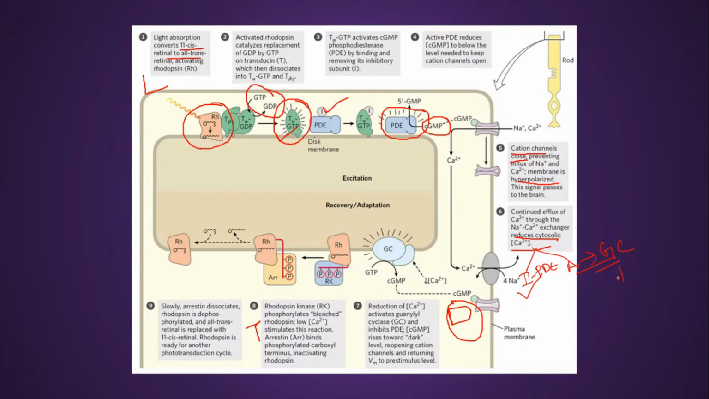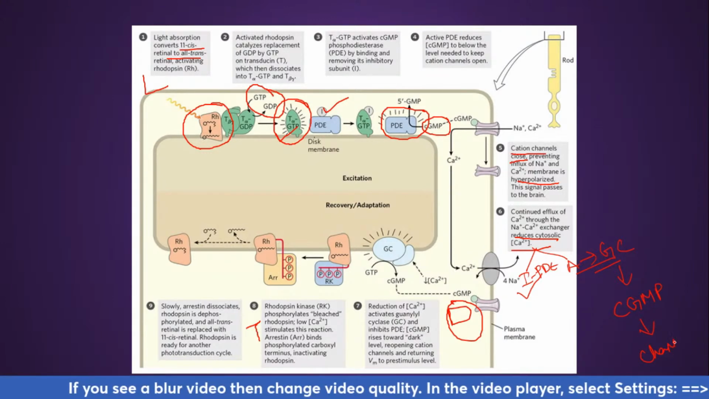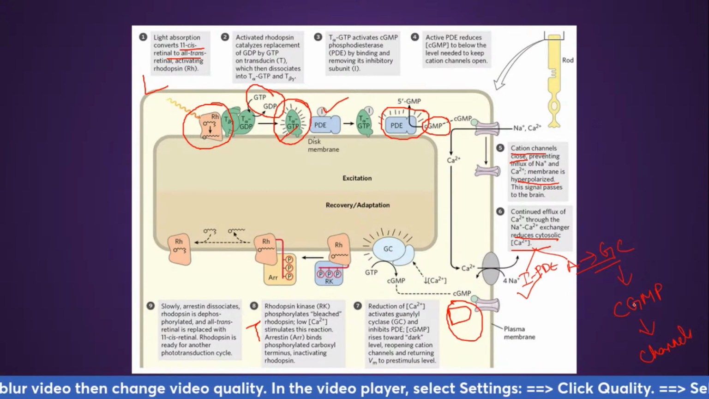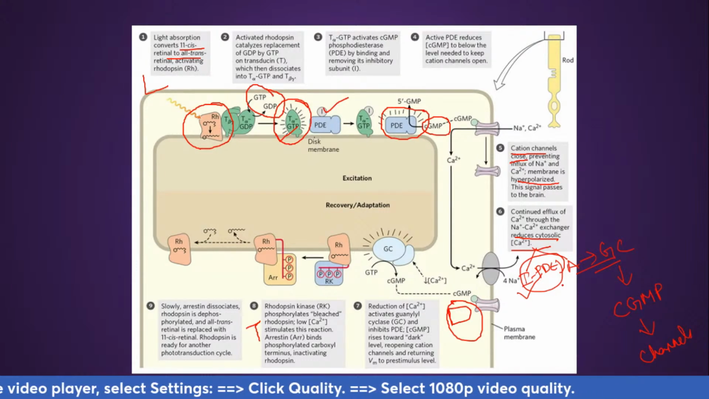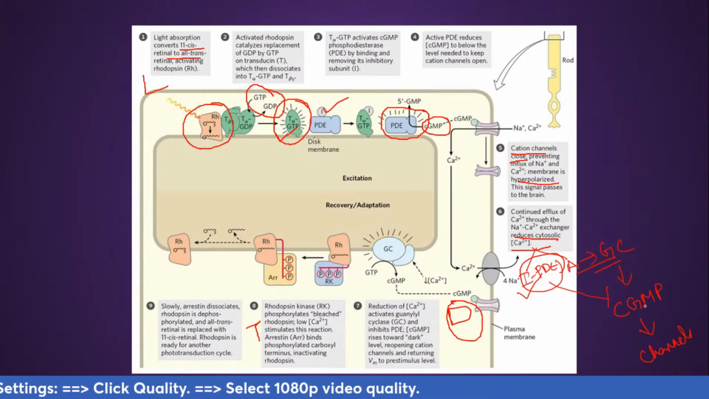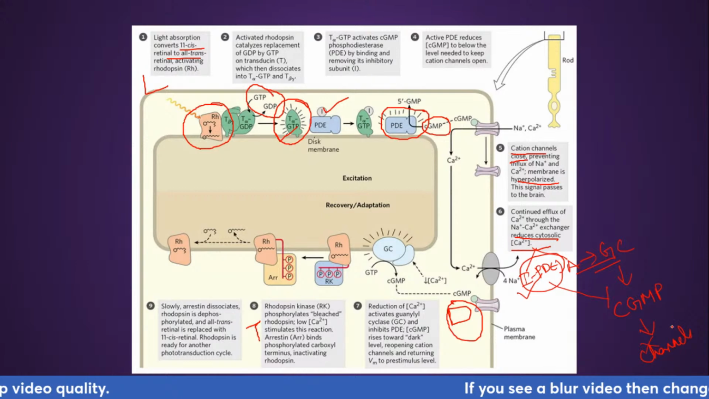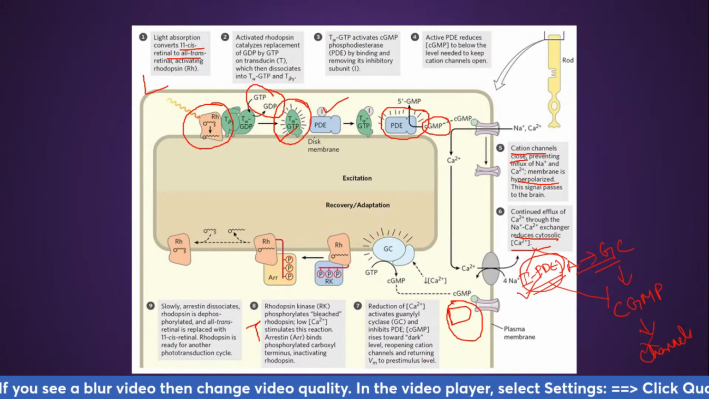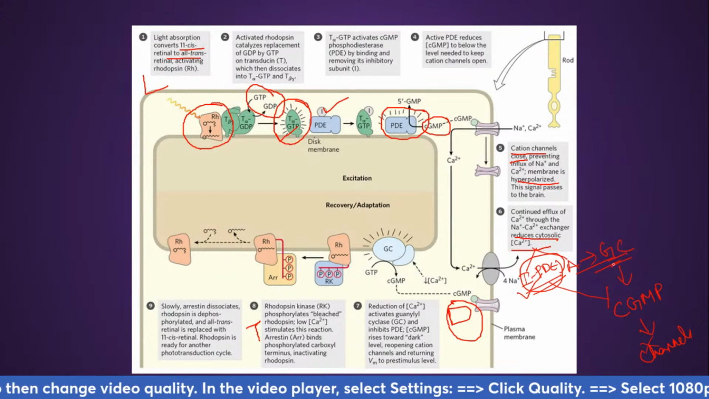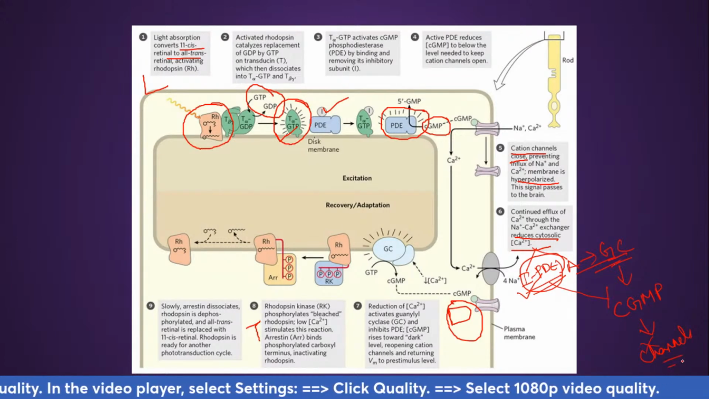Because GC will lead to what? Lead to the activation of cGMP. cGMP will lead to what? Opening of channels. Am I correct? So in order to prevent this, you have got phosphodiesterase. Because if phosphodiesterase is active, it will lead to the degradation of cGMP. So if cGMP is degraded, channels will not be open. So that is not the case when we enter into the dark. That's the reason your low calcium level inhibits your phosphodiesterase and activates your GC, thereby opening the channels.